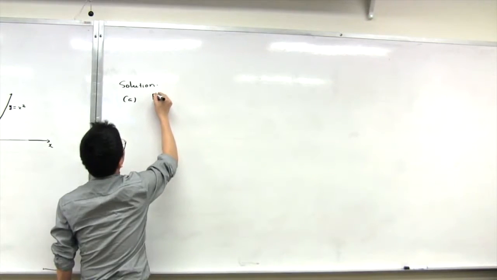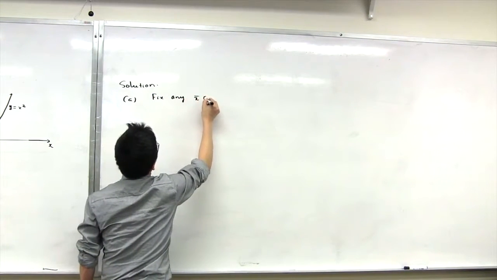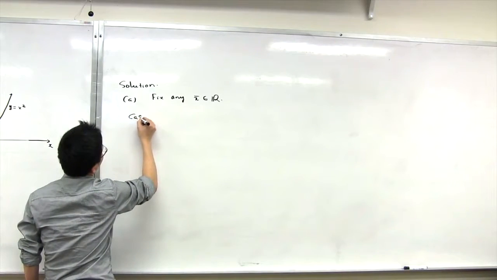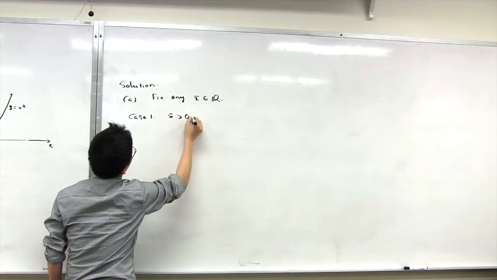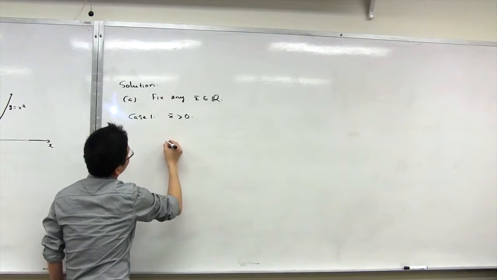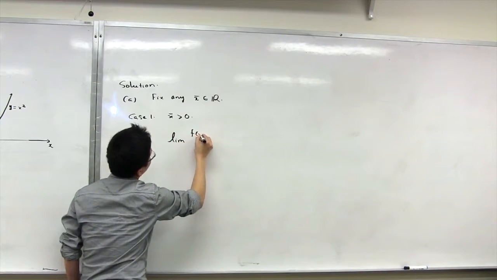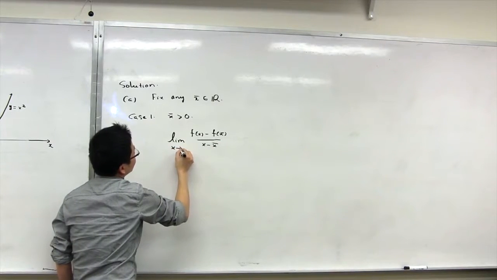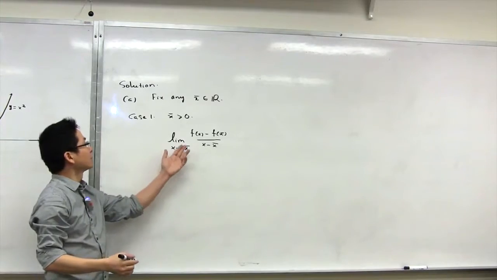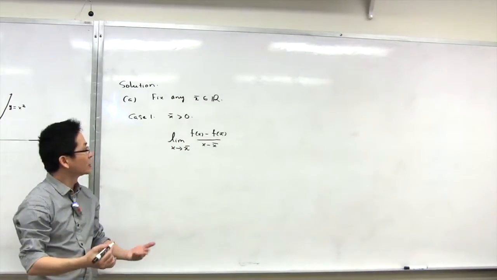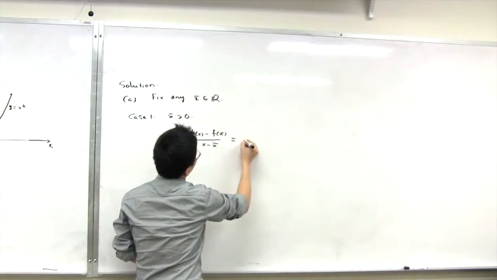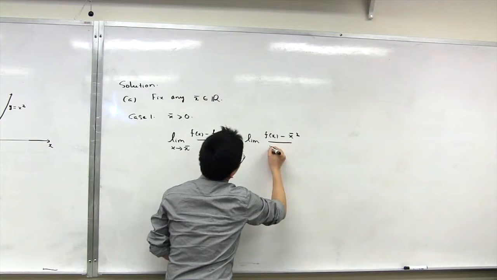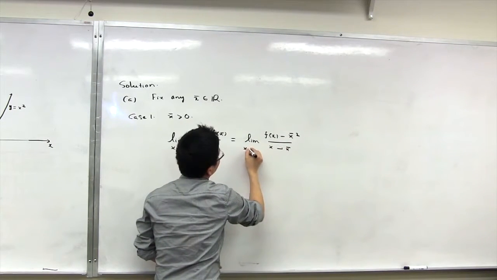So we're going to fix any x bar in R, and we will consider three different cases. Case 1, x bar is greater than 0. In this case, we consider the following limit: the limit of f of x minus f of x bar over x minus x bar as x approaches x bar. Over here, x bar is greater than 0, so f of x bar is just x bar squared. So this is equal to the limit of f of x minus x bar squared over x minus x bar as x approaches x bar.